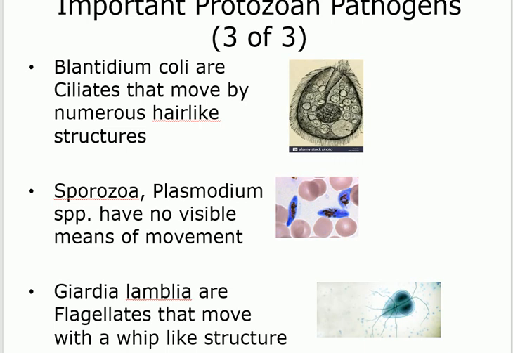Next type does not move. They do not have any of those. No cilia, no flagella, no pseudopodia. An example of that is sporozoa, like Plasmodium species. You do not have any of those. They just move with the bloodstream, okay?